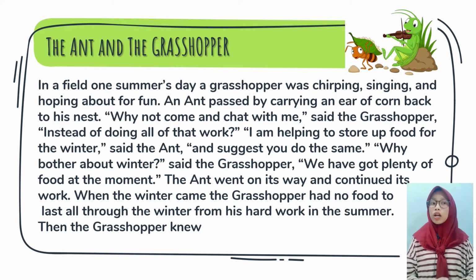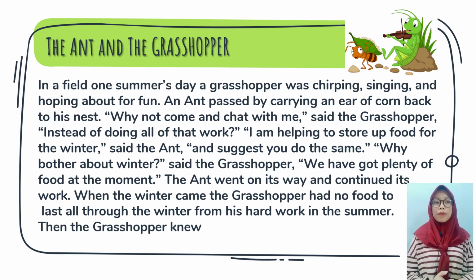One summer's day, a grasshopper was chirping, singing, and hopping about for fun. An ant passed by carrying an ear of corn back to his nest. "Why not come and chat with me?" said the grasshopper. "Instead of doing all of that work, I'm helping to store up food for the winter," said the ant. "And I suggest you do the same." "Why bother about winter?" said the grasshopper. "We have got plenty of food at the moment." The ant went on its way and continued its work. When the winter came, the grasshopper had no food to last all through the winter from his hard work in the summer. Then the grasshopper knew.